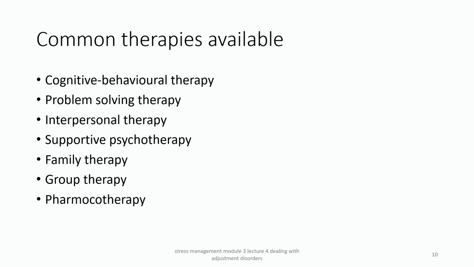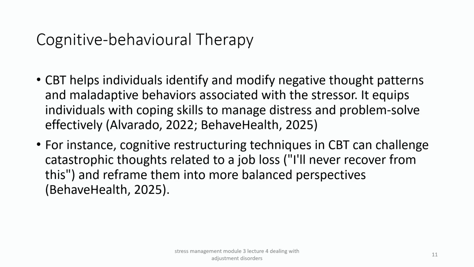So, the common therapies available for treating adjustment disorder include cognitive behavioral therapy, problem solving therapy, interpersonal therapy, supportive psychotherapy, family therapy, group therapy, and pharmacotherapy, including medications. Let us go through them one by one. The first is the cognitive behavioral therapy.